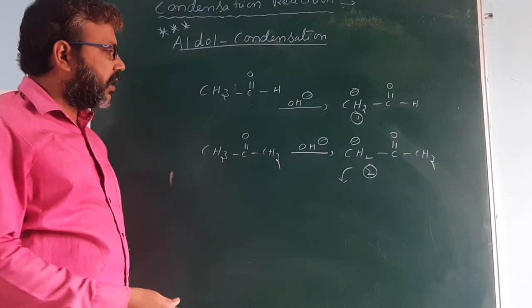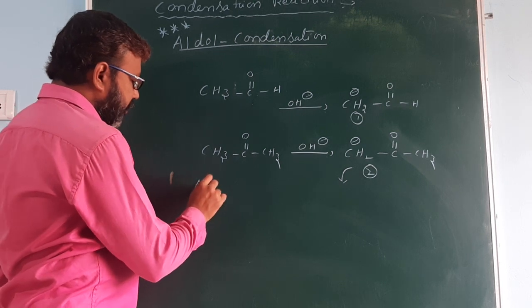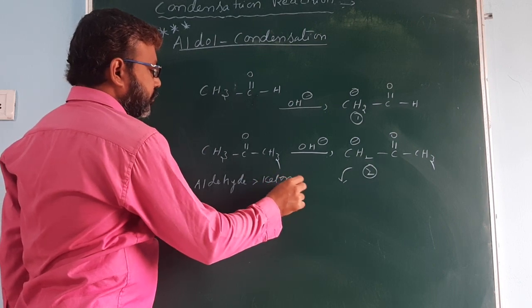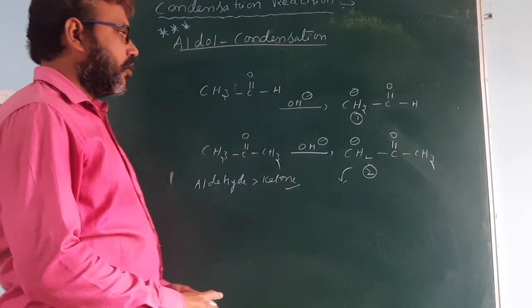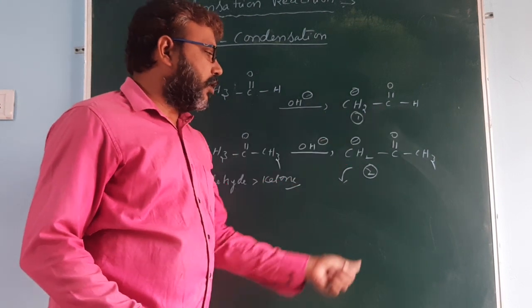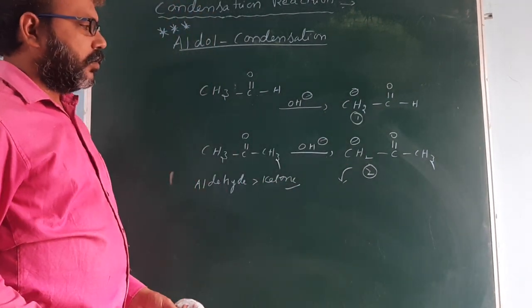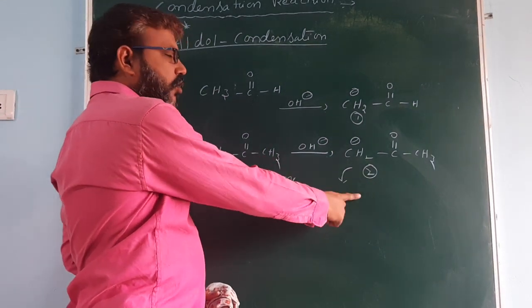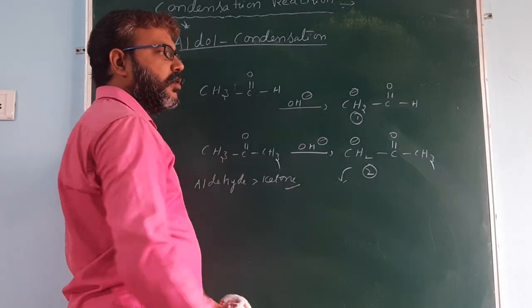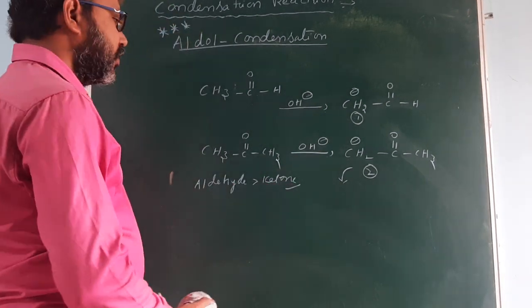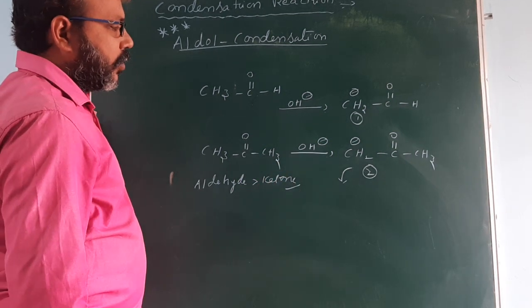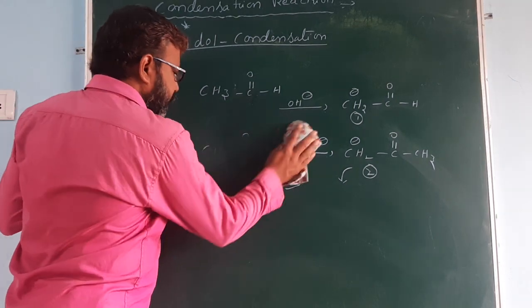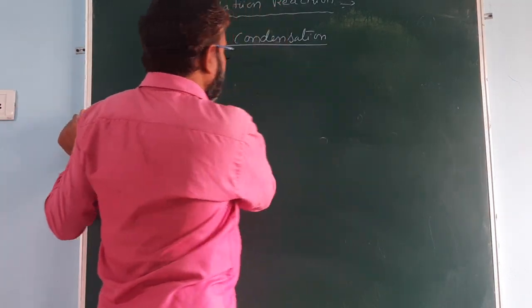The order of reactivity: aldehydes greater than ketone. This carbanion is more stable than the keto carbanion. In the keto carbanion, it is more basic or has more nucleophilic character. So that's why ketone is always the carbanion source. Now you see the reaction mechanism.